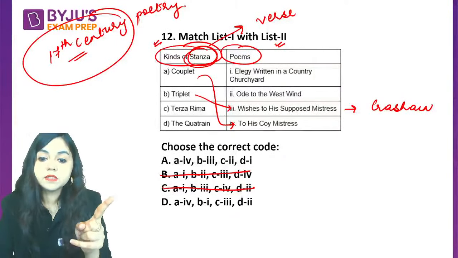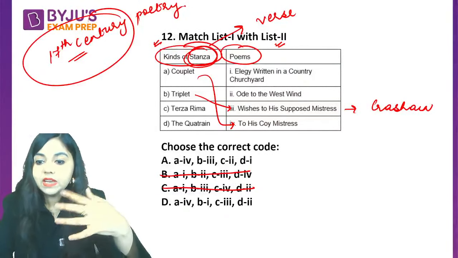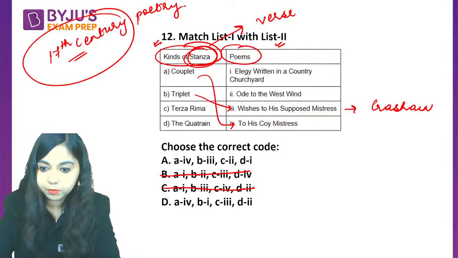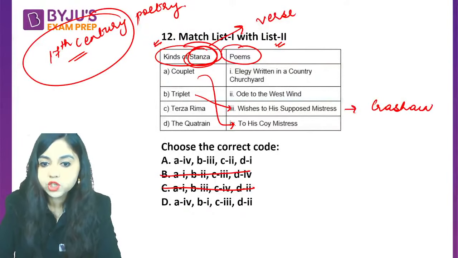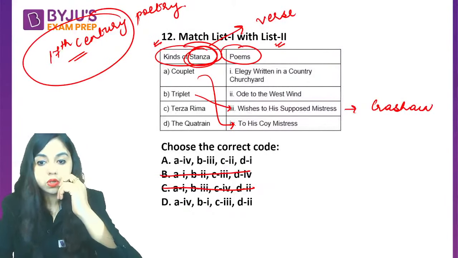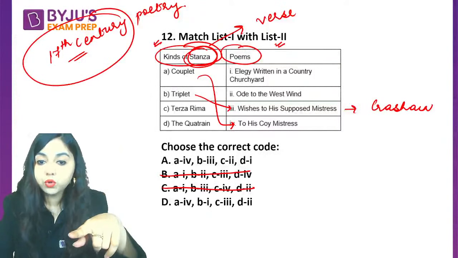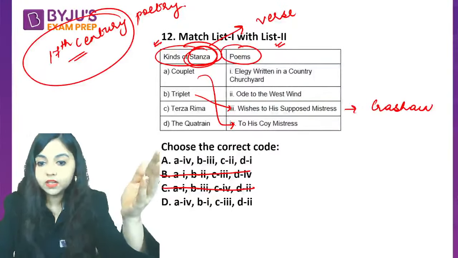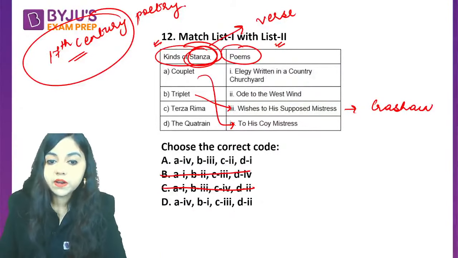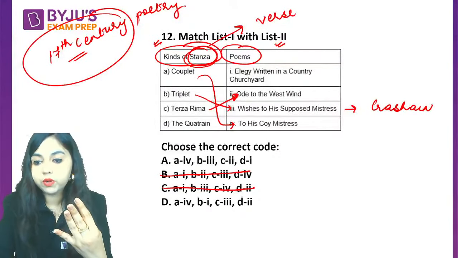Terza rima is when we see tercets. There are three lines which are there. That's your terza rima. The rhyme is A, B, A, B, C, B, C, D, C. Shelley's Ode to the West Wind, O Wild West Wind, Thou Breath of Autumn's Being, right? And then it just continues. So that's your terza rima that we're talking about. Ode to the West Wind is an example over here. And quatrain format is a four-line stanza form that you are having.